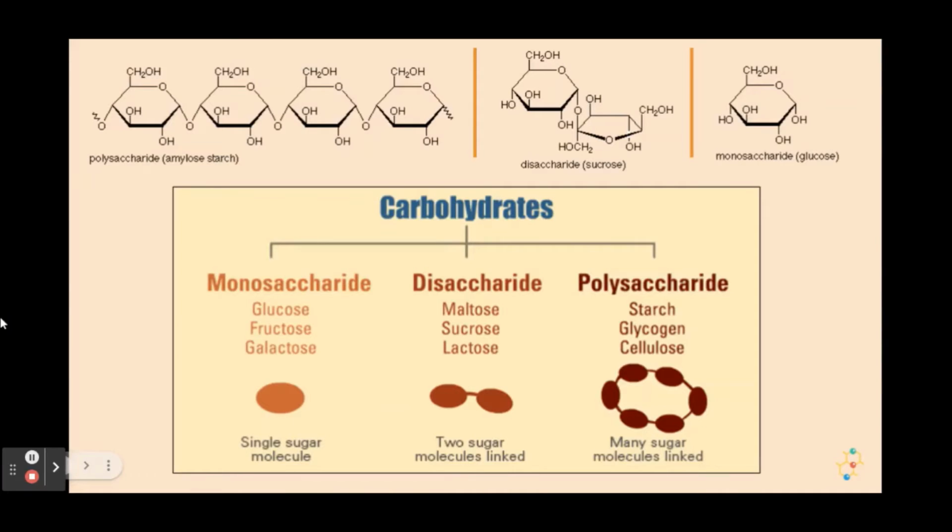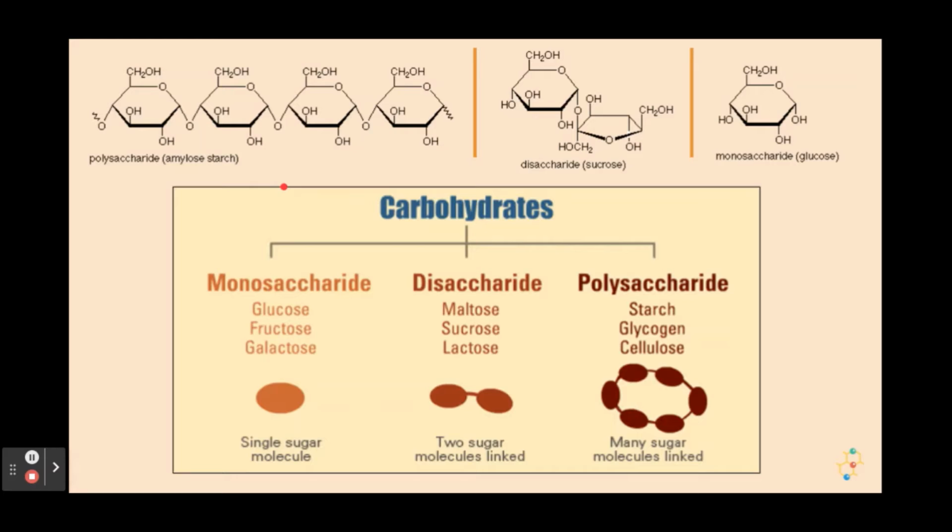Okay, so here's a picture showing the different monosaccharides, disaccharides, and polysaccharides we talked about. Here are examples: glucose, fructose, galactose, maltose, sucrose, lactose, and then starch, glycogen, cellulose, chitin. Many examples. Polysaccharides are when we have many sugars, disaccharides are two, and mono is one.